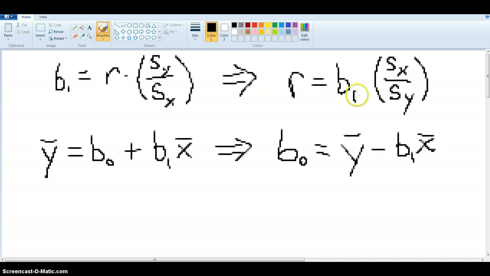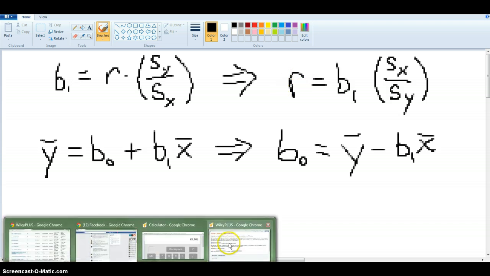So I'm just going to rewrite that equation first of all. I'm going to multiply both sides by Sx and then divide by Sy. So that gets me R all by itself. From that point, I just plug in the slope that they give me. I plug in the value for the standard deviation of the x's and the standard deviation of the y's, and that will give me my correlation coefficient.